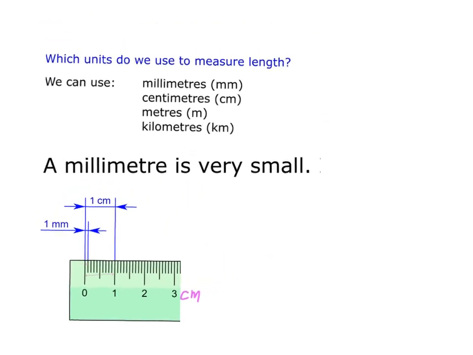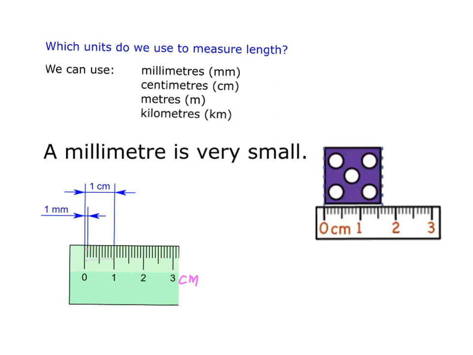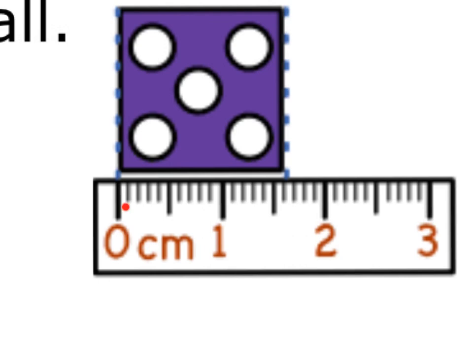So we use millimetres for items that are very small. For example, here I have a die and I've placed it against my ruler, and I can see that it goes just a little bit above here, and I want to give its measurements in millimetres. So remembering that in each centimetre I have 10 millimetres, so this is going to be 10, 11, 12, 13, 14, 15, 16. So this side of the dice is 16 millimetres.